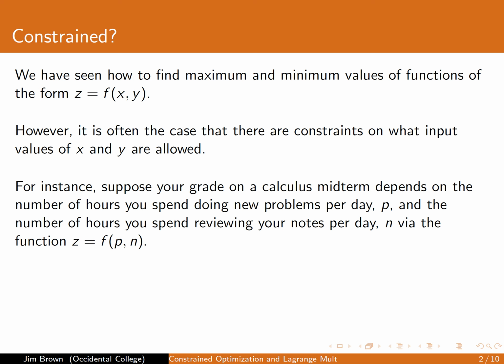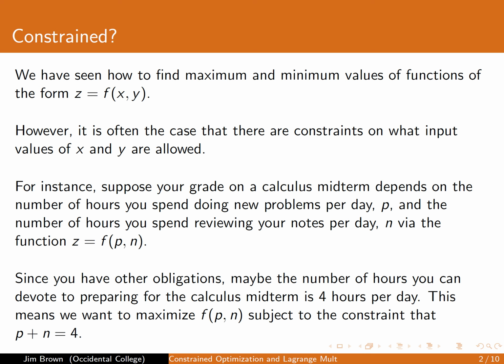Suppose your grade on a calculus midterm depends on the number of hours you spend doing new problems per day, which we'll refer to as P, and the number of hours you spend reviewing your notes per day, which we'll refer to as N. There's some function that determines your grade based on these two inputs, so we'll call that function f of P N. Obviously we'd like to maximize the grade, so we'd like to find the maximum value of f here. The problem is we can't just plug in any possible values for P and N, because there are limits on how many hours you can spend doing problems and how many hours you can spend reviewing your notes.